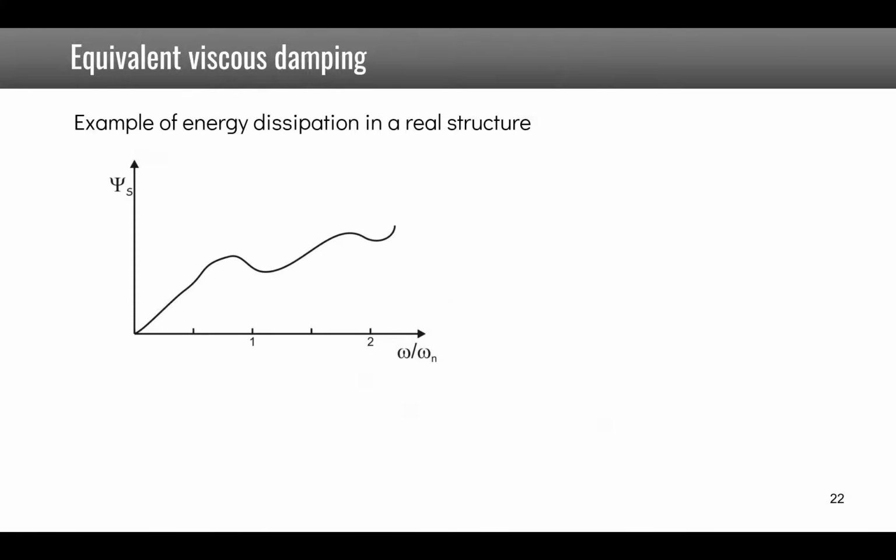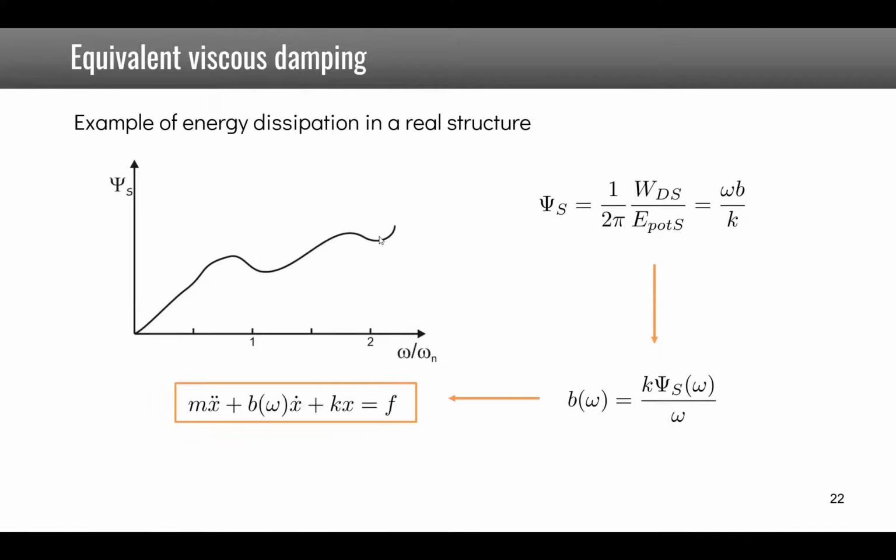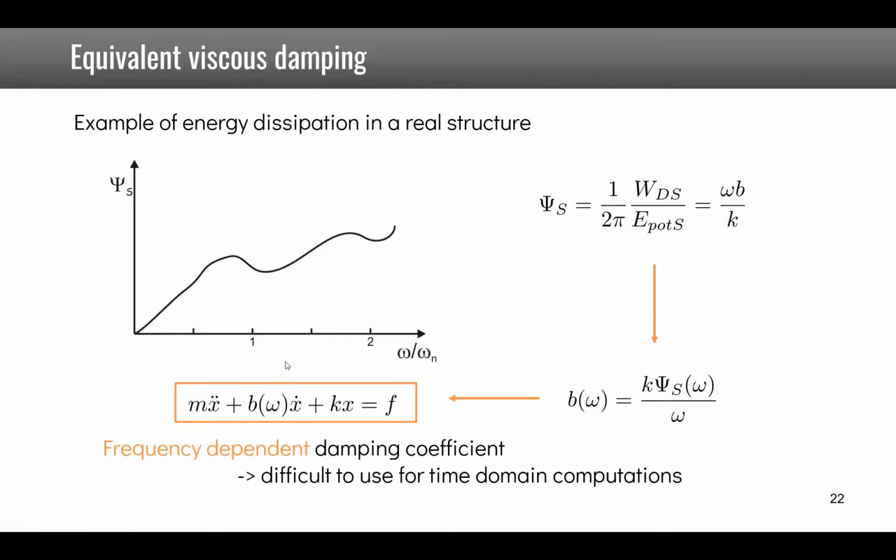Now we are going to discuss the idea of equivalent viscous damping. In a structure, of course, the damping is not viscous and the structure is not a single degree of freedom system. So the energy dissipation as a function of frequency might have any kind of form. Since we know that psi s is omega b over k, we could say we can find a b, which is frequency dependent, which is k psi over omega. The problem is that we then introduce a b that depends on the frequency, and so for time domain computation it is going to be difficult, while for frequency domain computations we could use that approach.